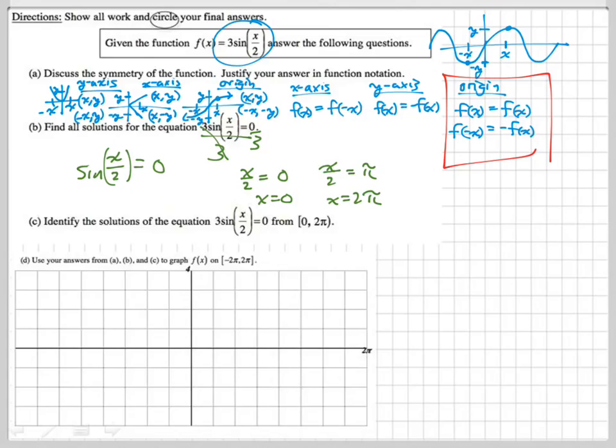This one doesn't give us an interval, so we have to have it in general form. So we have 0 plus the period times n. What's the period for this one? Well, because it's being divided by 2, it's the same as being multiplied by 1/2. You take the normal period and divide it by 1/2. Multiply by the reciprocal, we're going to get 4 pi.